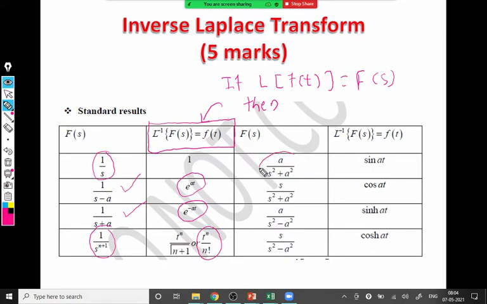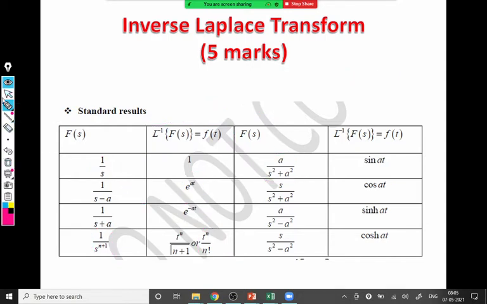Like L inverse of a upon s square plus a square is sin at. L inverse of s upon s square plus a square is cos at. When the denominator has a minus, like L inverse of a upon s square minus a square, it is sinh at. Okay, like that. By practice, you will be able to recall these quickly. So that is about standard results of inverse Laplace transform.